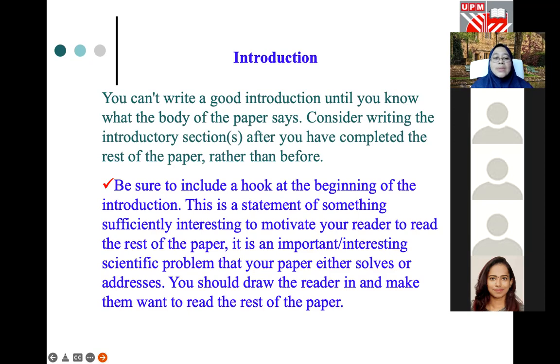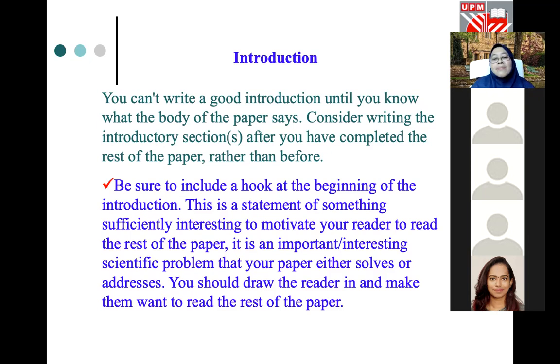Okay, so you can see the word hook here. We have discussed hook in presentation skills. So how do you hook the audience? The purpose of having an introduction is to hook the reader. You want to get the attention of the reader, so the reader will have the interest to continue reading. Of course, examiners have to read, because they have to fulfill their function as examiners.